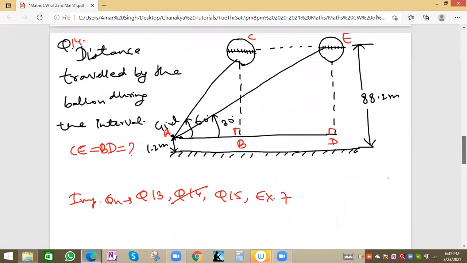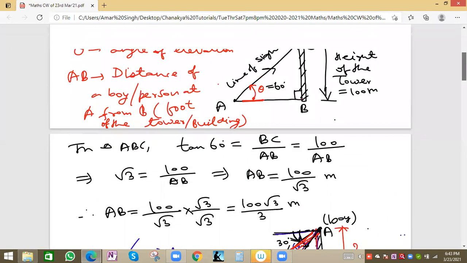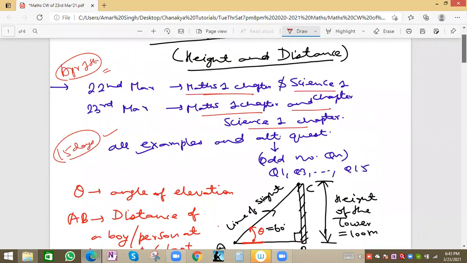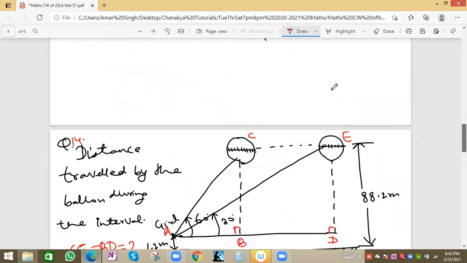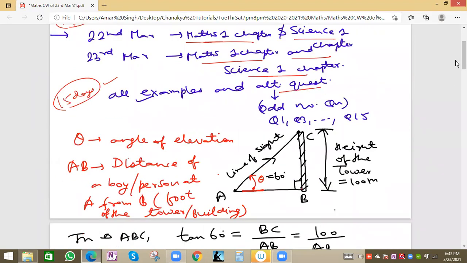Fine. Yes, sir. Now, how we can solve, I have explained. All examples from the chapters we have already covered, you can try to solve. All examples are a must for all the chapters, especially maths, and then alternate questions. Odd numbered questions, like question 1, 3, 5, 15, or even ones you can also choose, question 2, 4, 6, and so on.